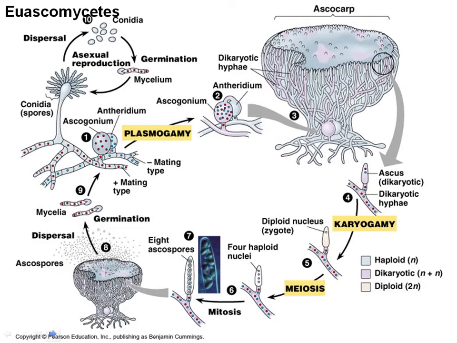Here's our life cycle. We're ready to understand it. We've got three stages instead of two. We've got plasmogamy, karyogamy, and meiosis. So one of our lines would go like this, one would go like this, and one goes up here like this, although we don't want to include asexual reproduction.